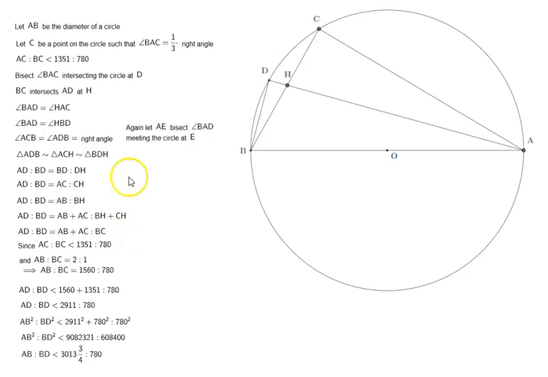Now again we repeat. Again let AE bisect angle BAD meeting the circle at E. So let's mark that. Again following the above process, we get AE is to EB is equal to AB plus AD is to BD. So let's join BE as well. Have we joined it? No. So BE. AE is to BE is equal to AB plus AD is to BD.